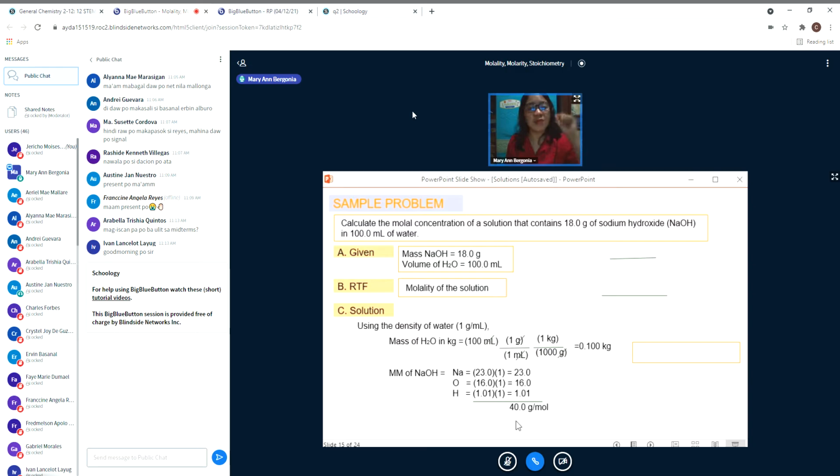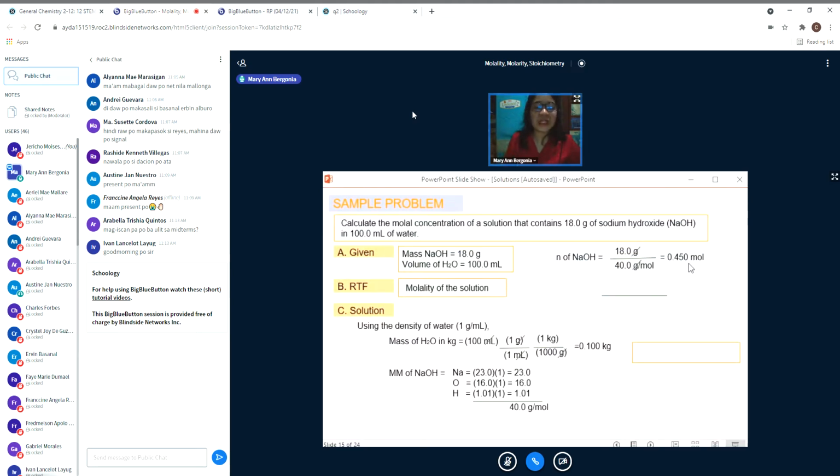Nakuha mo na si molar mass, pero hindi mo pa nakukuha si mole. So for your mole, you have here the mole of your sodium hydroxide is equal to, kunin mo si mass, 18.0 grams divided by 40.0 gram per mole. So that will give you an answer of 0.450 mole. Mole pa lang yan. Pero pag binalikan mo si formula, sabi natin, molality is equal to the mole over the mass of your solvent in kilograms.